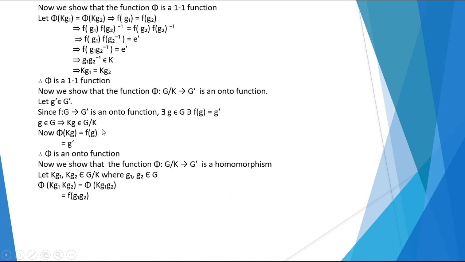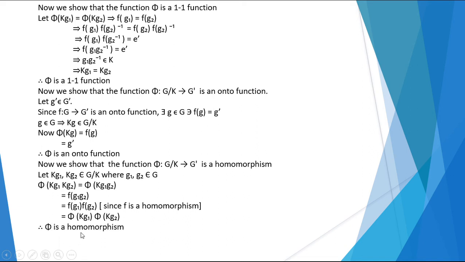Since f from G to G dash is a homomorphism, f of g1g2 equals f of g1 into f of g2. By the definition of phi, f of g1 is nothing but phi of Kg1 and f of g2 is nothing but phi of Kg2. So phi of Kg1 Kg2 equals phi of Kg1 into phi of Kg2. So phi is a homomorphism.